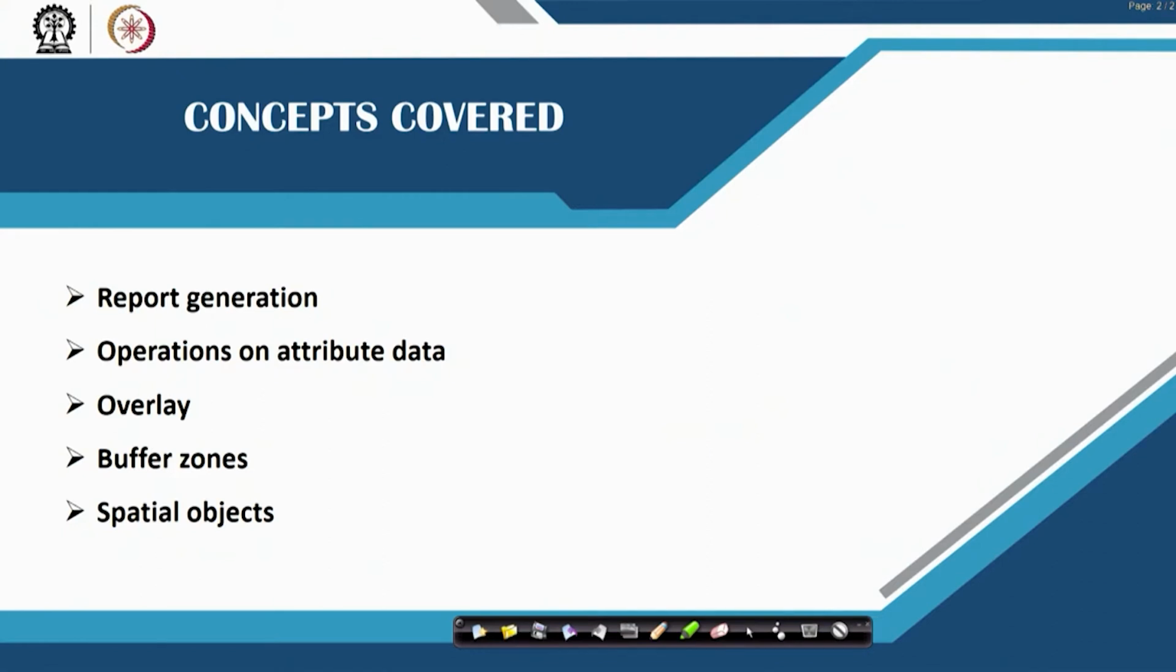The first thing that I would like to look at is how you do report generation. Then, what are the different operations on attribute data, and how do you do operations on attribute data, some aspects of overlay, buffers and spatial objects. If you are looking at any context, overlay and buffers form a very basic part of spatial operations. So, let us look at it in detail, and finally, I would end this particular class with spatial objects.